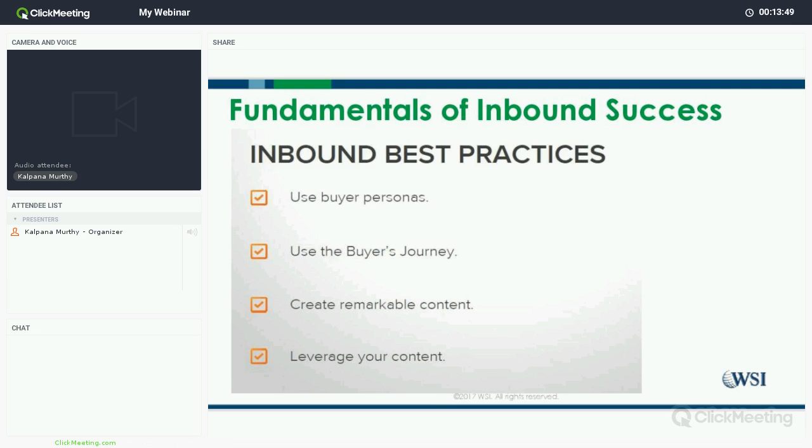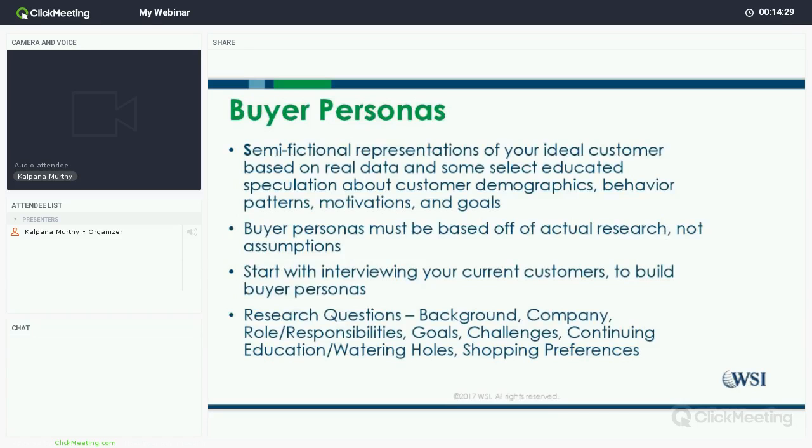Now, what are the fundamentals of inbound success? We do have defined best practices for inbound methodology. The first and foremost is, as you saw in the landscape, use buyer personas. So we define who our target market is and what their challenge is and what they're looking for. And we track them through their buyer's journey and cater to them with remarkable content during their buyer's journey, and leverage the content by sending it in email, or making it available on your blog posts, through ebooks or social media. Any number of these formats, depending on your target market.